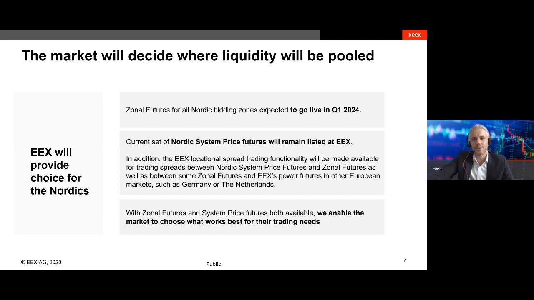In addition to these two sets of products, EEX will also enable location spread functionality between the zones and the system price, as well as in between the zones, and equally important, between the new Nordic zonal futures and the existing EEX power futures on the rest of the continent, such as the German or the Dutch market, for example. So with this concept of zonal futures and system price futures both being available on one platform, we really enable the market to choose what works best for their trading needs.